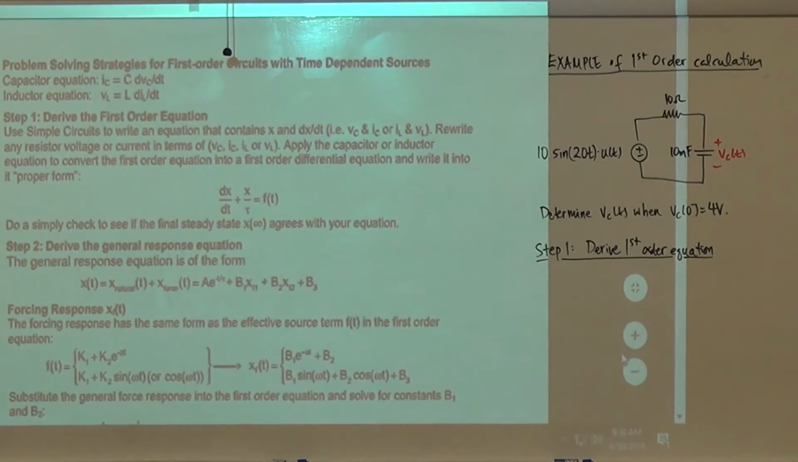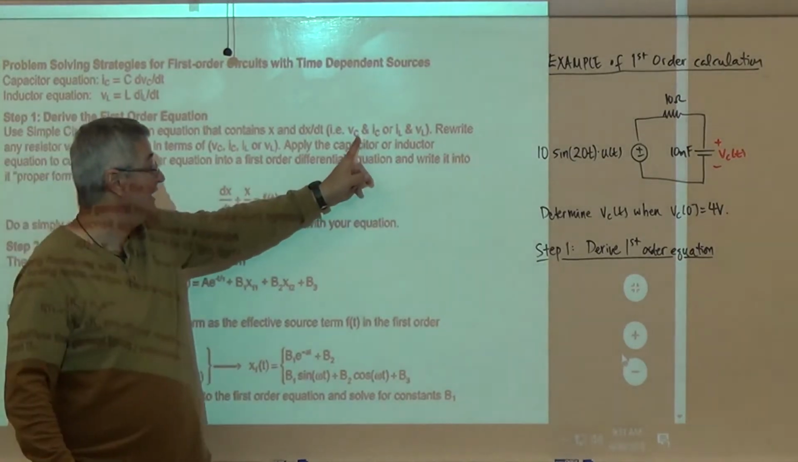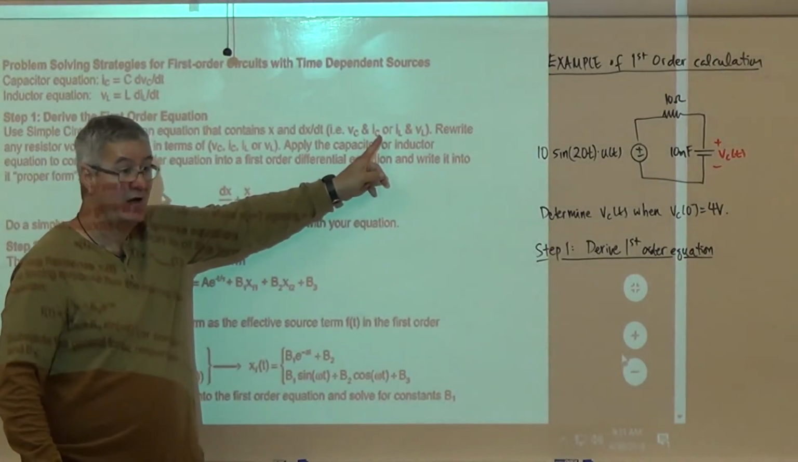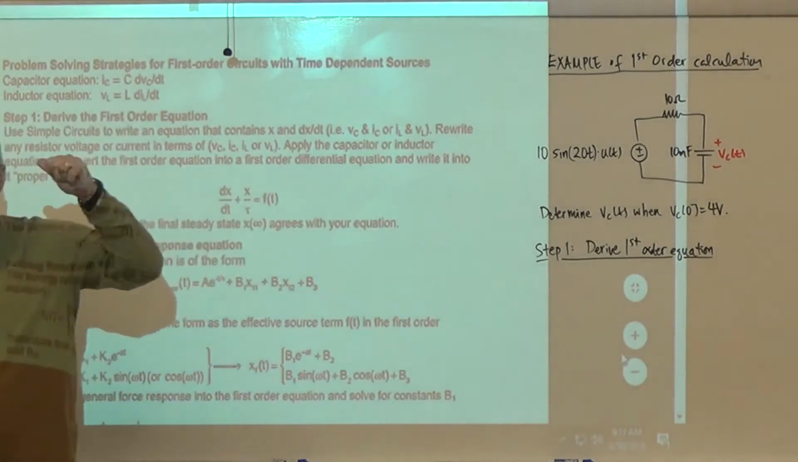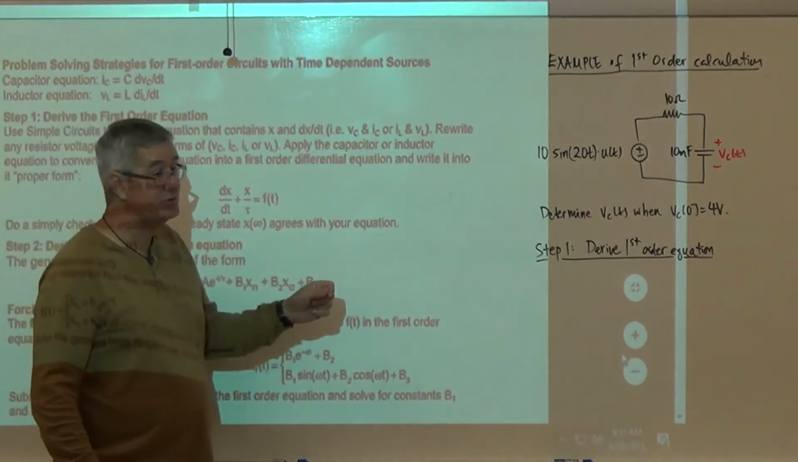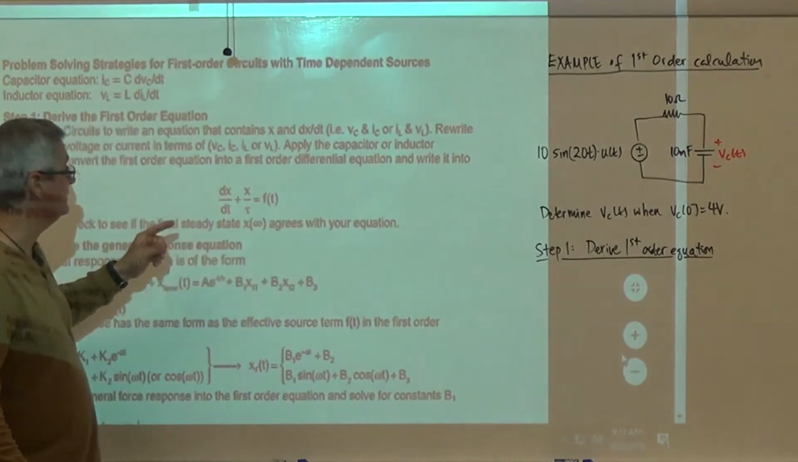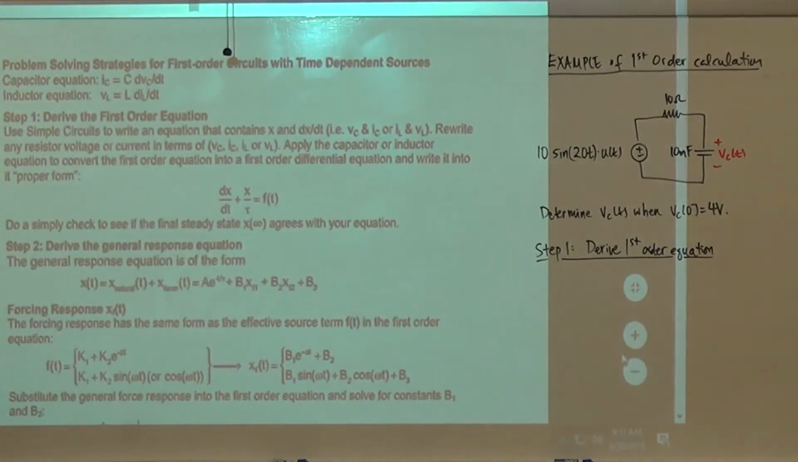I'm going to pick the easiest possible circuit. That's it. It can't get easier than this. Okay? What you're going to find is that if I have a capacitor circuit, I've got to connect VC and IC. I don't care how you do it. Maybe it's a KCL, maybe it's a KVL, maybe it's both. If it's an inductor circuit, it's IL and VL. And you're going to write that and get your first order equation.